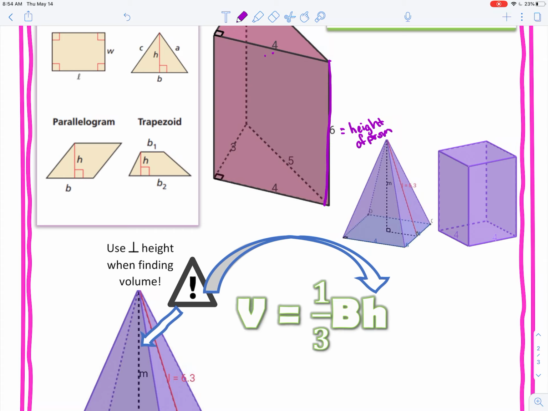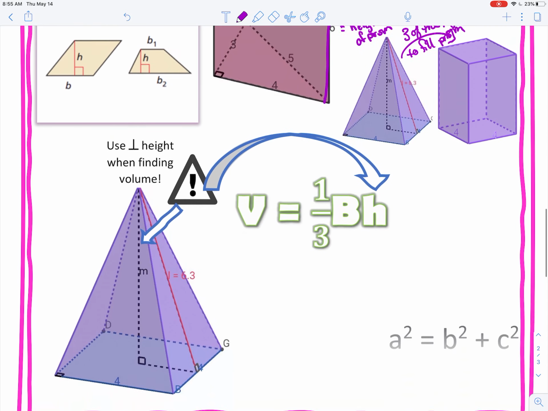So if I had two figures, two 3D figures, two polyhedrons, and one of them was a prism, same dimensions as the pyramid, it would take 3 of these to fill the prism. That's why it's 1/3 as big.